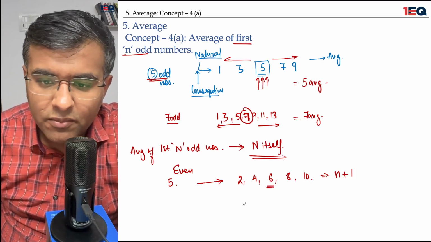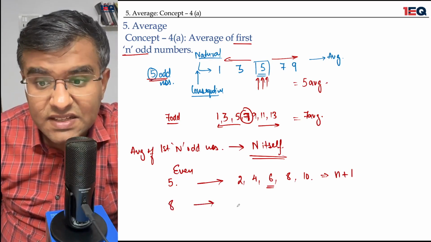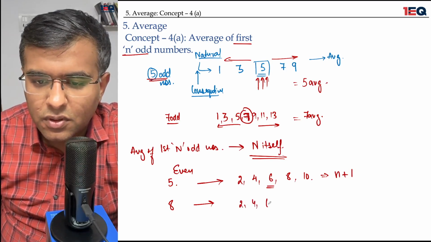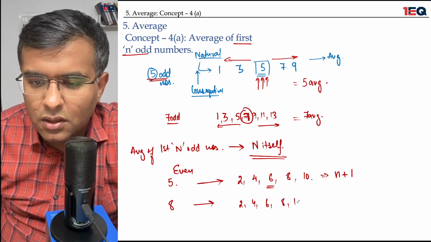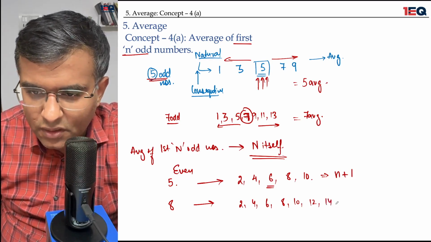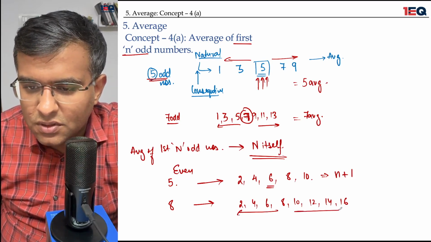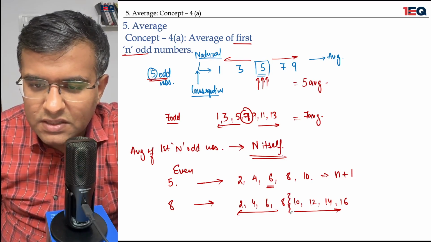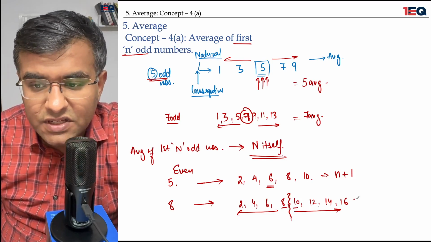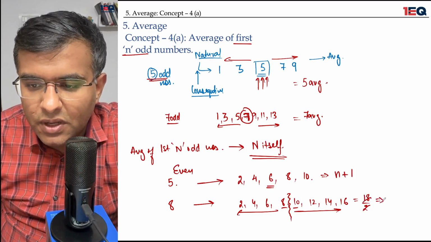Let me try it one more time with a bigger set of numbers. Let's say 8 even numbers. So it starts with 2, 4, 6, 8, 10, 12, 14. Do we have 8? No. Now we have 8, 16. I'll split it apart in two portions, 4 on the left and 4 on the right. There is nothing in the middle. So I'll have to find the average of 10 and 8, which sum to 18. 18 upon 2 would give me the answer, which is equal to 9.